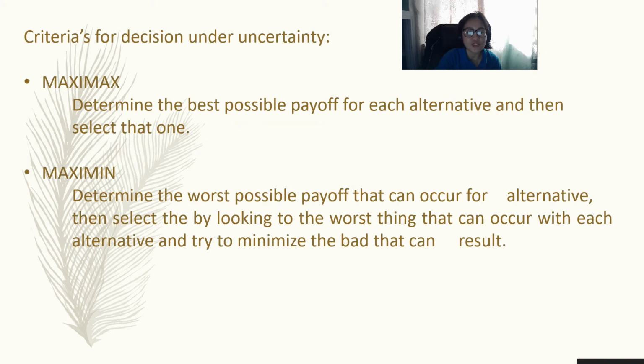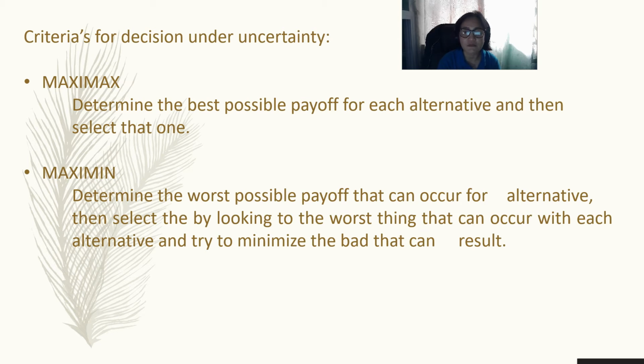And then the criteria for decision under uncertainty, we have the maximax and the maximin. Although we will not usually focus on this, I just want you to go through it so that at least you are quite familiar with these terms already. So we have the maximax. These are the decisions under uncertainty. For the maximax, determine the best possible payoff for each alternative, then select that one. Later on, you will understand why we use the term payoff. And then we have the maximin, which is to determine the worst possible payoff that can occur for each alternative.